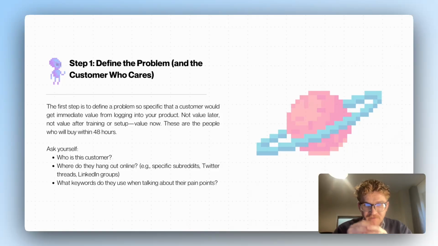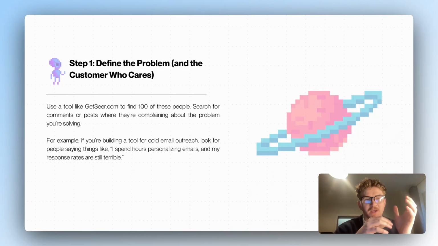So you've got to ask yourself, who is this customer? Where do they hang out online? Specific subreddits, Twitter threads, followers of big Twitter accounts, LinkedIn groups, whatever it may be. And then what keywords do they use when talking about their pain points? So you can use a tool.